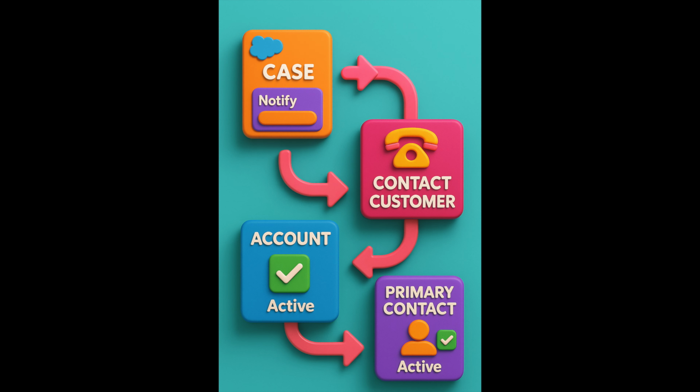Now let's understand the scenario in a simple way. Let's say we have an account record and it has a related contact with the primary contact checkbox checked. Now on that account, when a case is created or updated with some value in the notify field, it means that we need to contact the customer. To contact the customer, the account and its primary contact should be active. So a trigger should check if the notify field contains a value and the case has an account, and then we need to make the parent account and its primary contact active. So this is the scenario. I hope it is clear to you.